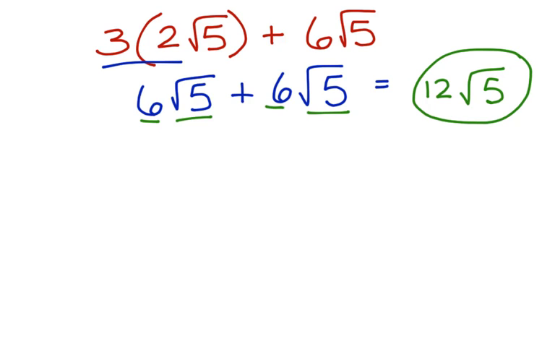So remember, when you have terms that are not alike, you might need to break down one of the radicals in order to simplify and then add like terms. This is also going to work with subtraction. Let's look at an example. If I had 14 square root of 3 minus 4 square root of 12.